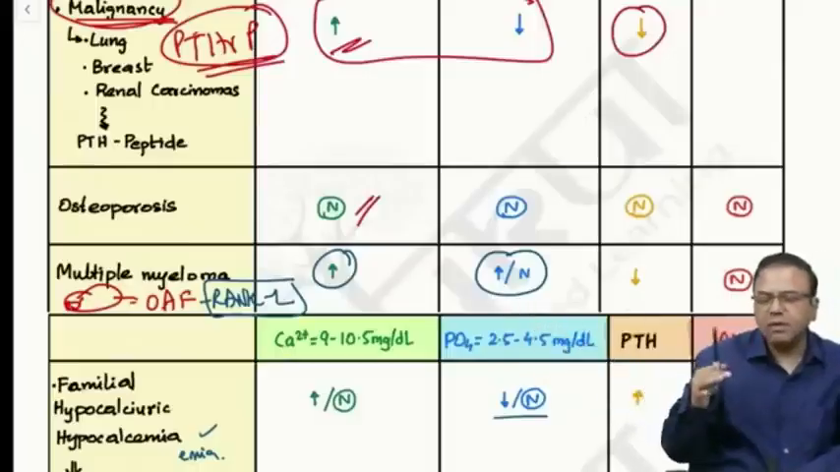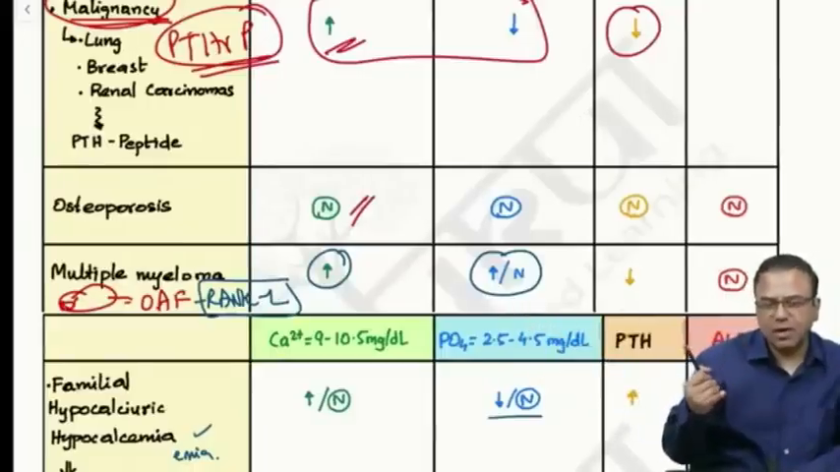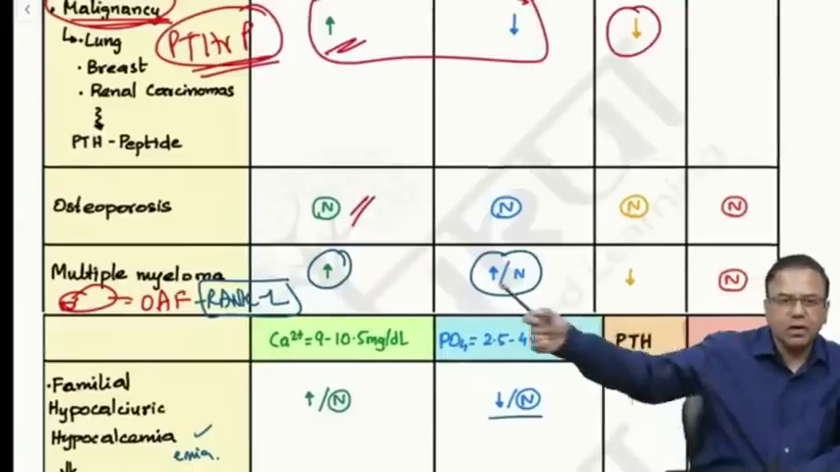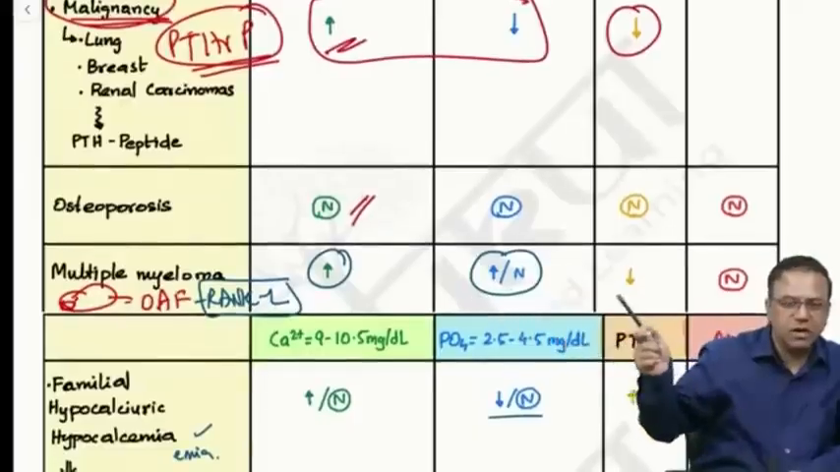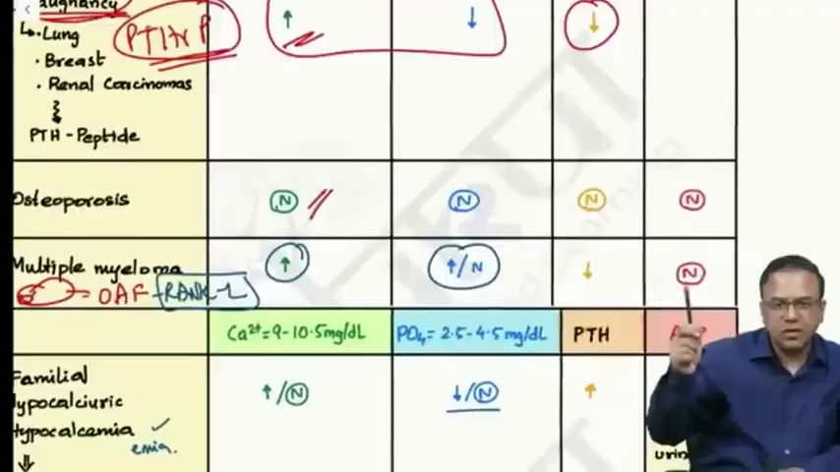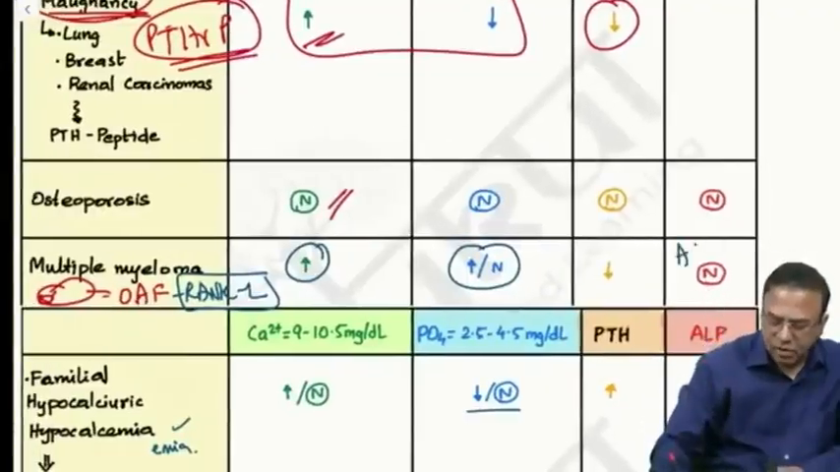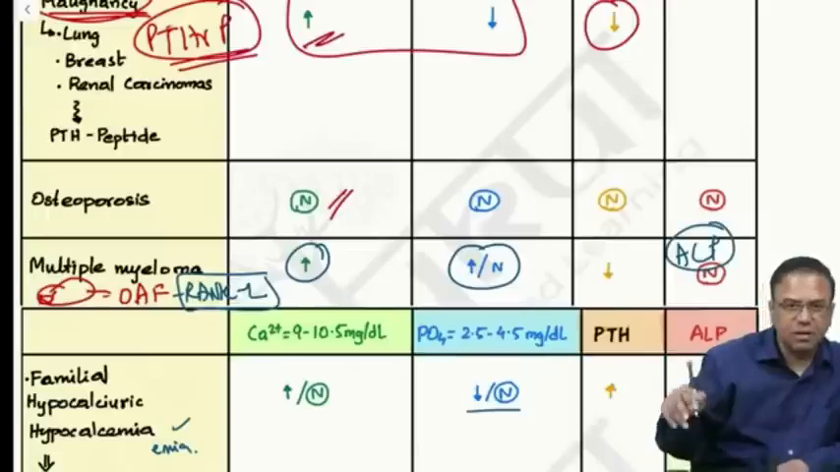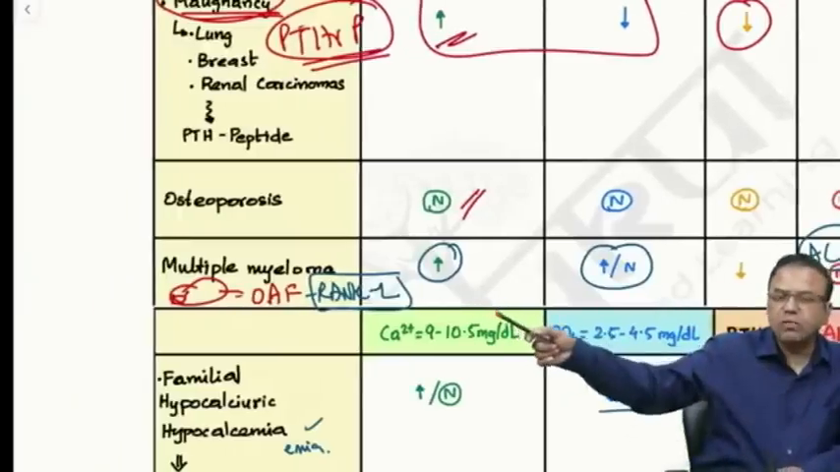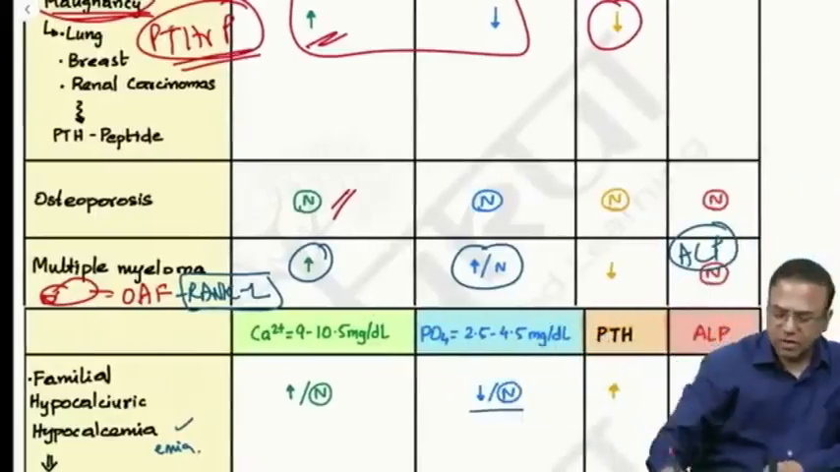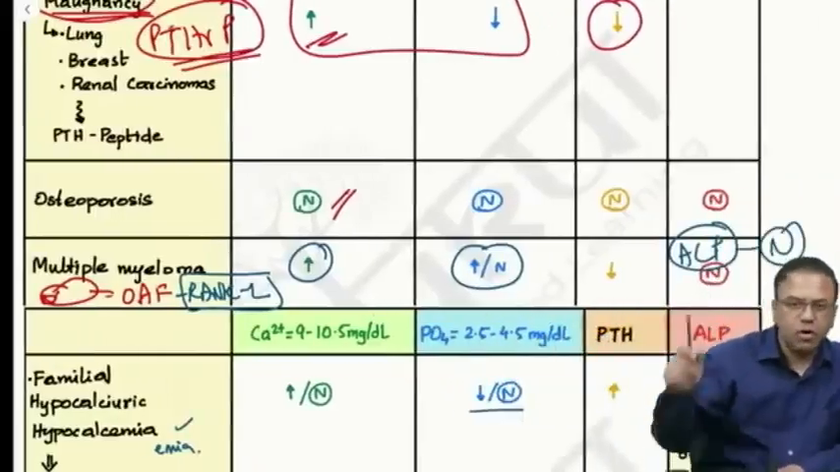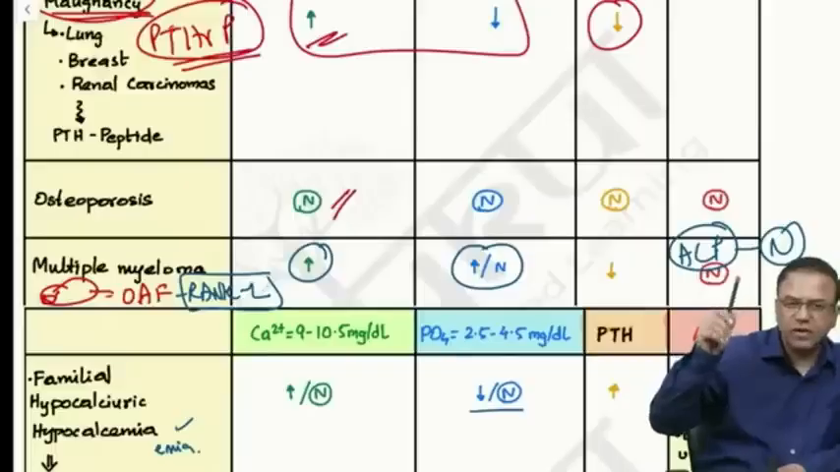That's why in multiple myeloma you get something called CRAB symptoms: hypercalcemia, renal failure, anemia, bone lesions. So calcium is high, phosphate is high, and by feedback parathormone is suppressed. But the interesting aspect is, because alkaline phosphatase is a blastic marker and blasts are not involved in multiple myeloma, the alkaline phosphatase levels are normal. This is an important question they ask in the exam. Remember, alkaline phosphatase in myeloma is normal.